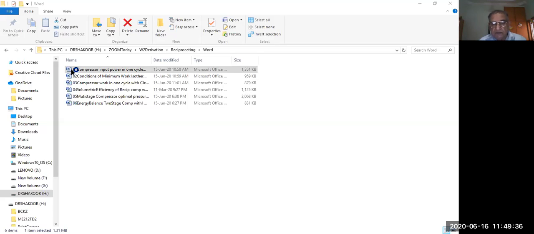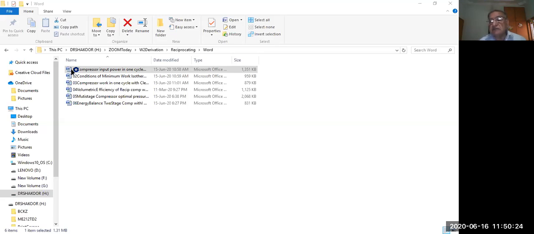Now, work input in the polytropic process, in process 1-2, can be done like this. From the diagram, from previous knowledge of thermodynamics, we know that work input can be derived like this, and from here work input is equal to n upon (n minus 1) times (P2 VB minus P1 VA). Only the labels are changed, actually P2V2 minus P1V1. So V2 is here VB and V1 is equal to VA.